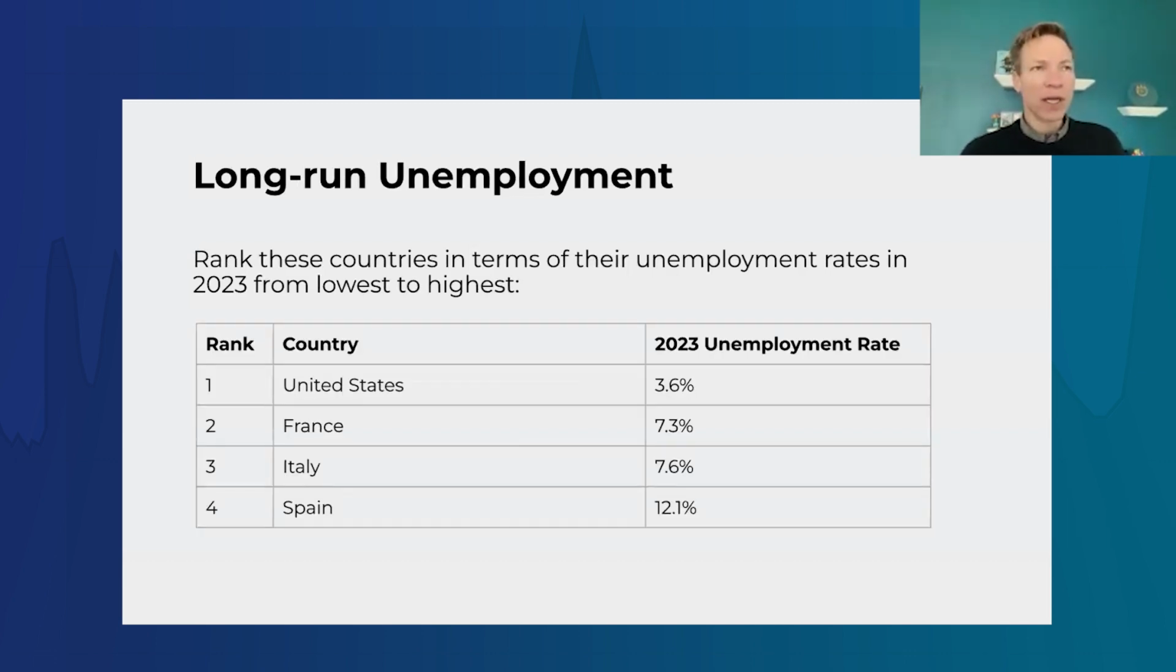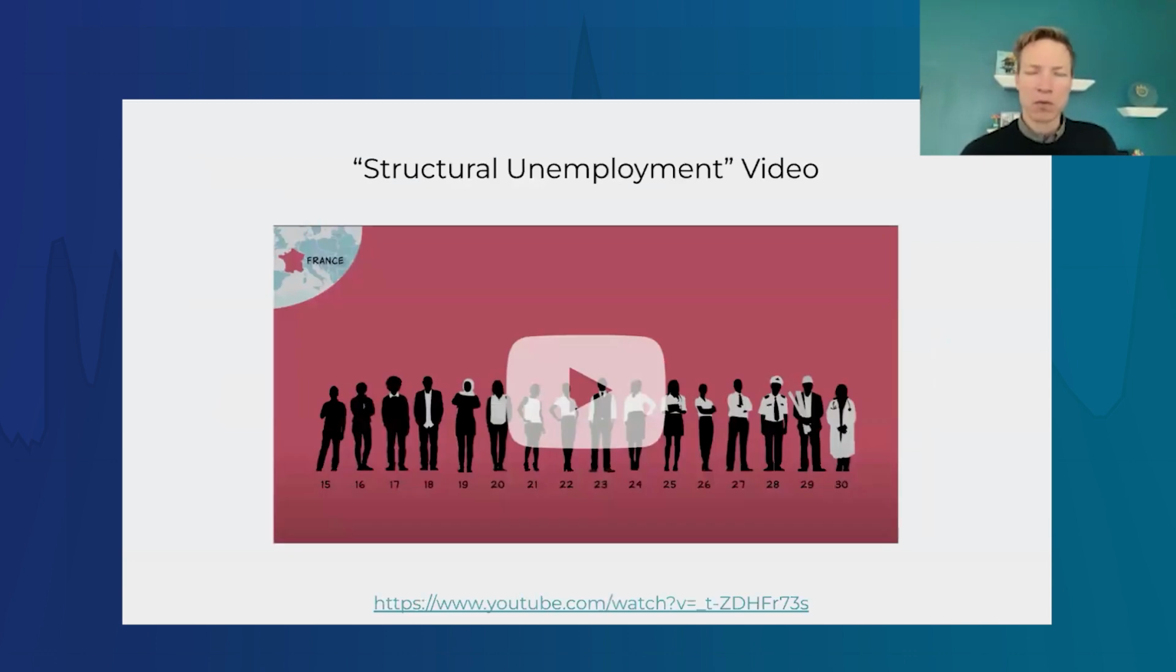Now, in general, it's going to look like this. So in general, you're going to have the US with the lowest, Spain with the highest, no matter what year you look at. And generally, France and Italy will have much higher unemployment than the US. All right, and so the question is, why? All right. So we're going to play this video.